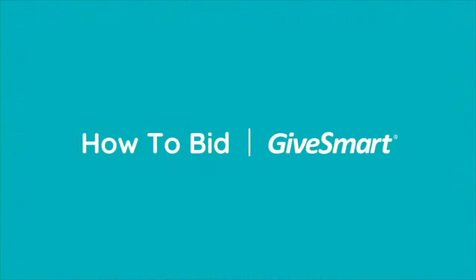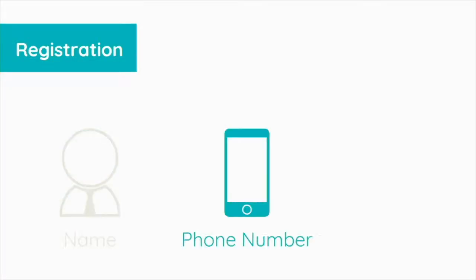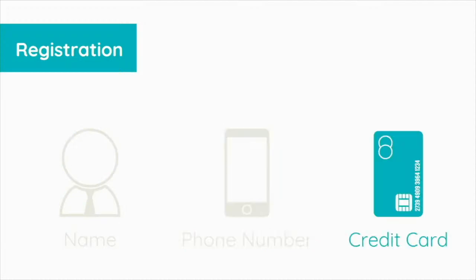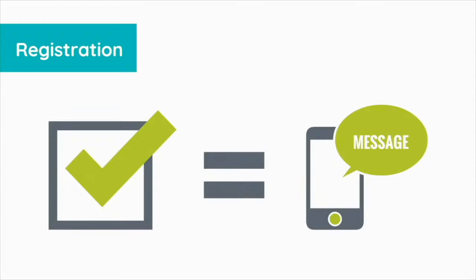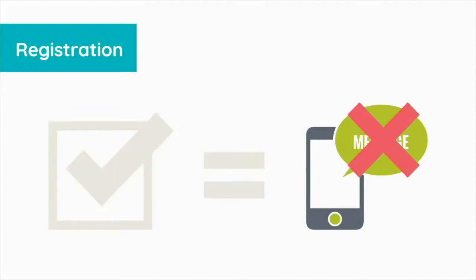In order to get started, you will need to register with Gibsmart. You'll be asked to provide your name, cell phone, and you may have the option to pre-swipe a credit card in order to expedite checkout. Once you have registered, you will receive a welcome text message which includes your personal bidding link. Be sure not to share this link with anyone else as it is directly tied to your account.